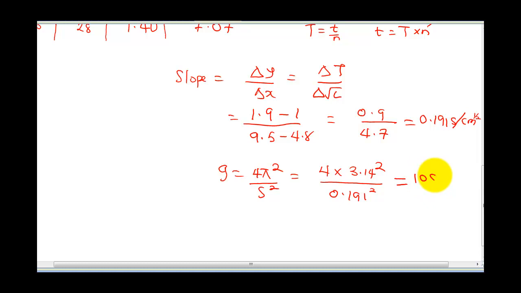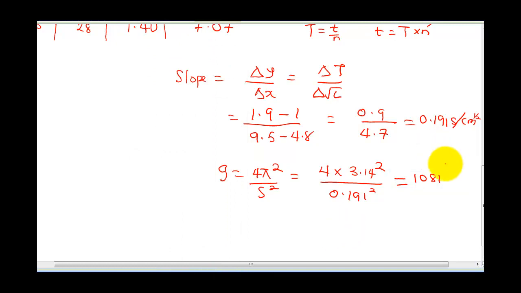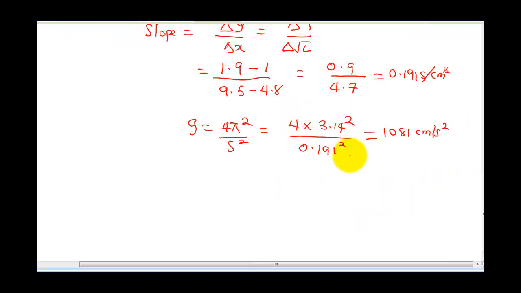Now this is going to give us 1081. Our unit is now centimeter per second squared. So converting back to meter per second squared, we divide by 100. This will give us 10.81 meter per second squared. So this is our final answer for g.